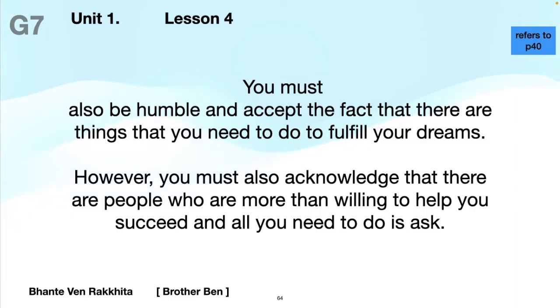You must also be humble and accept the fact that there are things that you need to do to fulfill your dreams. However, you must also acknowledge that there are people who are more than willing to help you succeed, and all you need to do is ask.